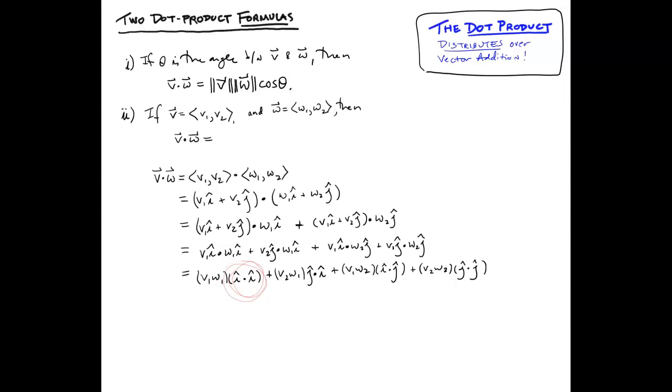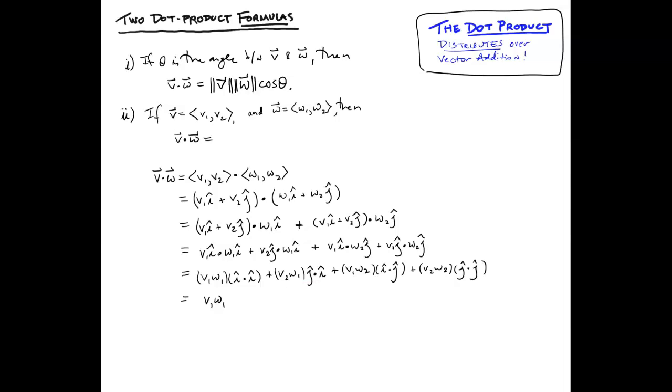Let's start with the i hat dot i hat. What is i hat dot i hat? Well, we are dotting a vector with itself. And we remember that when we dot a vector with itself, we get the square of the length of that vector. Well, what's the length of i hat? It is 1, of course, and the square of 1 is 1. So that means that that turns into just v1 w1, and that one factor there just goes away since that's 1. Good. Let's move on to the next one.